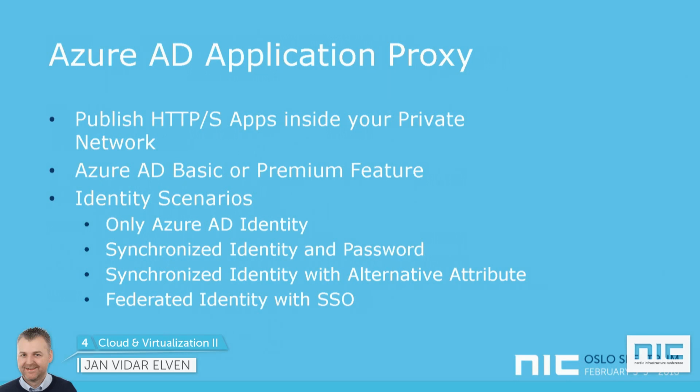So you have some identity scenarios. You can use this with only Azure AD Identity, but then you cannot really have the single sign-on and hybrid identity scenarios with the local authentication. I think Jon will show a lot of those different scenarios tomorrow. You can have synchronized. You can also use an alternative attribute to those internal applications. For example, if the user principal name is not really consistent with what you're logging in with inside, you can use the email attribute or so on. And you can have federated identity with single sign-on, for example, if you are using local ADFS.